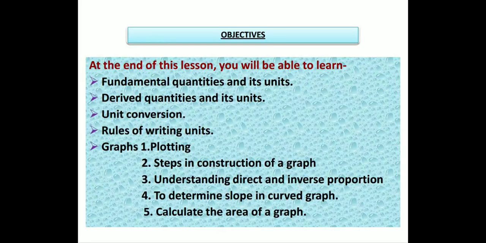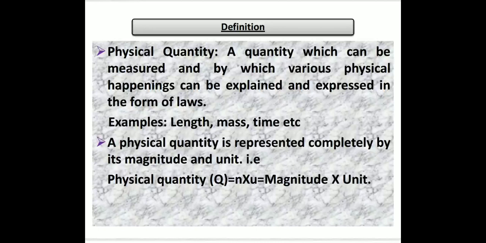Now, coming to physical quantity, a quantity which can be measured and by which various physical happenings can be explained and expressed in the form of laws. Here the examples like length, mass, time, etc. A physical quantity is represented completely by its magnitude and unit. If you represent physical quantity by Q, Q = N into U, where N represent magnitude, U represent unit.